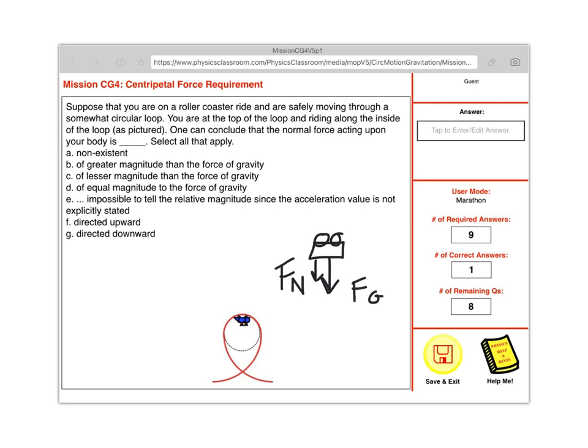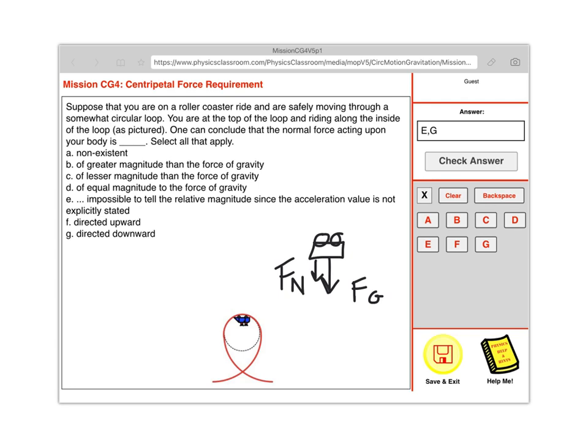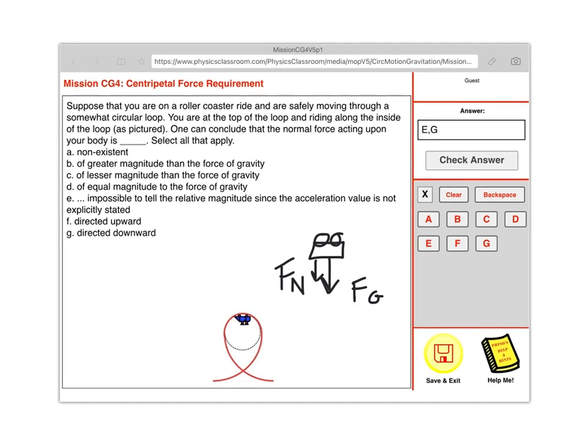So try and understand that physically. Okay, now with that information, go ahead and answer the questions and see what selections you come up with. If you understood what I said, you'll realize that the normal force could be smaller than gravity or bigger than gravity. It depends on the acceleration, how fast the cart is going around the track. And the normal force has to be normal to the surface, and so it has to be directed downward. So E and G.